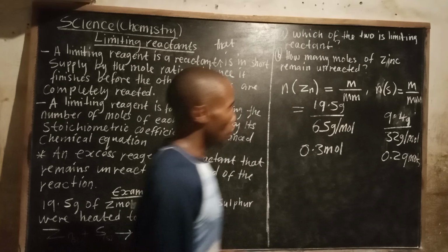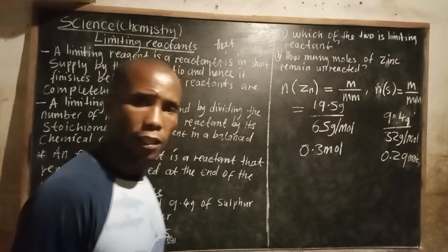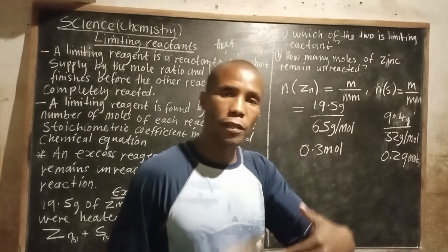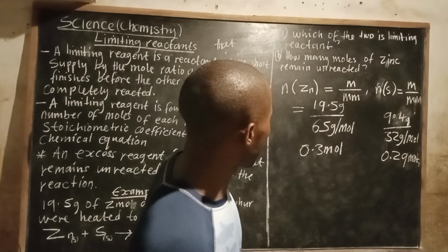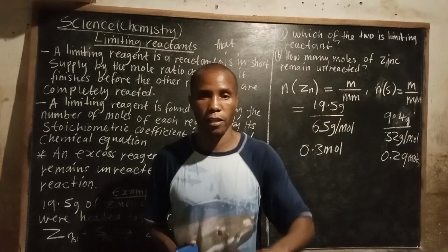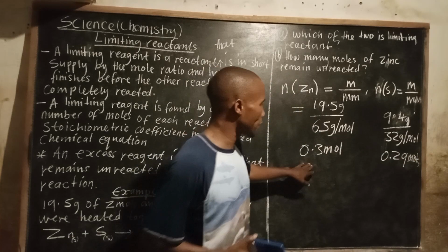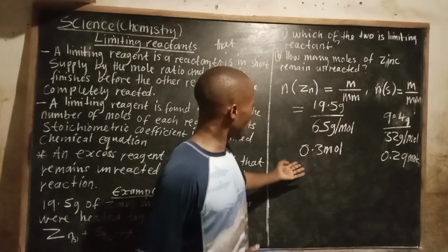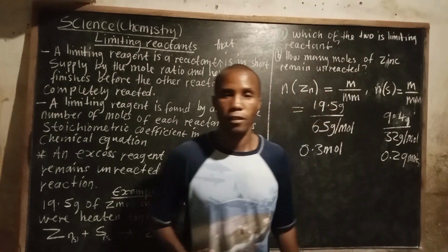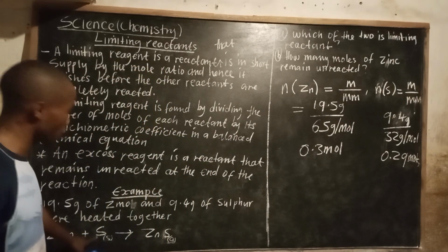Okay. So now that we have found the number of moles of each reactant that we have on this side, we can tell which one is the limiting reagent between the two. So automatically, according to the condition, sulfur is the limiting reagent. Why? Because sulfur has got the smaller number of moles than zinc. When you look at this one, 0.3 is bigger than 0.29. So sulfur is our limiting reagent.